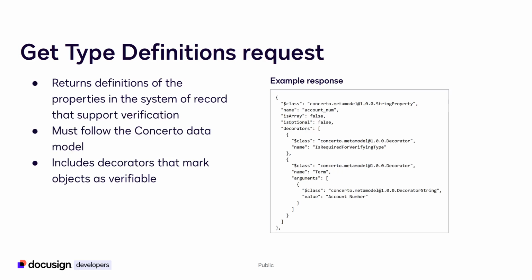Docusign sends a getTypeDefinitions request to retrieve definitions of the properties in the system of record that support verification. The response must follow the Concerto data model and include decorators that mark objects as verifiable. An example of a property definition from a response is shown here.